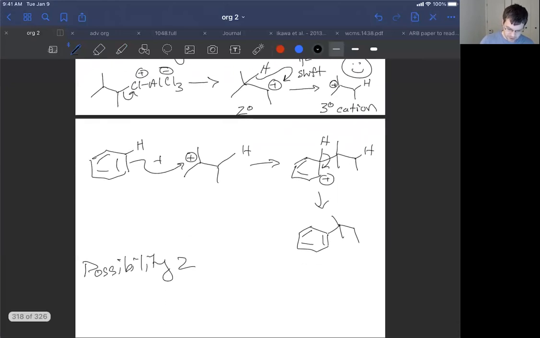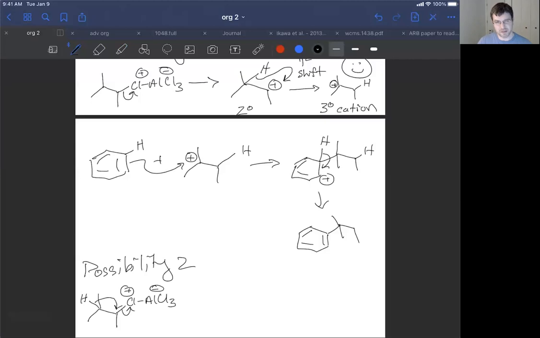There's two possibilities. I'm going to leave possibility 1 at the top of the page just so you can see how similar they are. What's happening in possibility 2 is I'm going to go from the aluminate, the aluminum with negative charge complex, positive charge on chlorine. I'm going to let a conservative event happen where the hydrogen shifts over, adds to the carbon bearing the chlorine, and then pushes off the chlorine.